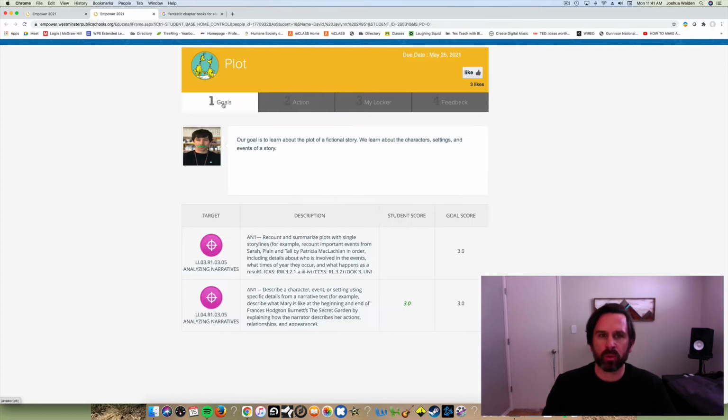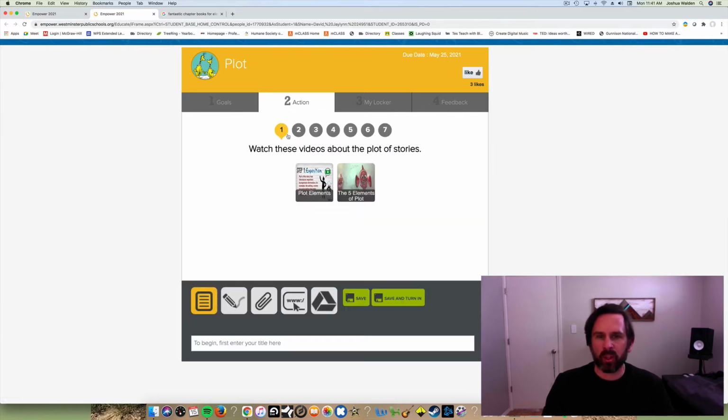would be just go to the goals and read the goal. And the goal for this is to learn about the plot of a fictional story. We learn about the characters, settings, and events of a story. And that's just a condensed, summarized version of the elements of a plot. And it gets a little more specific too if you look at the learning targets. And then in number 2, the action, there are 7 steps here that the students have to complete.